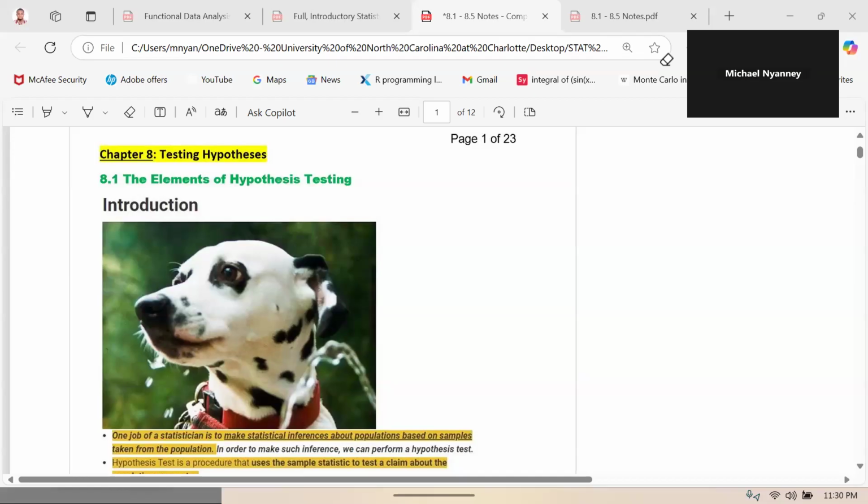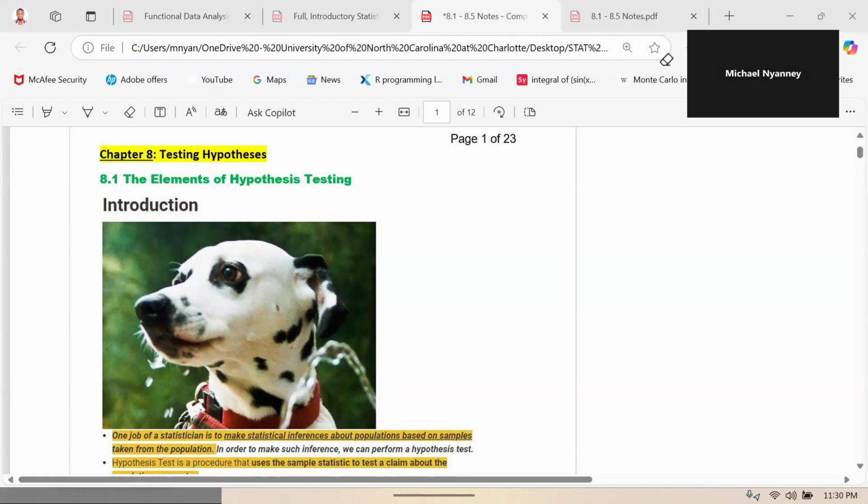So today on chapter 8, we will be talking about testing of hypothesis. All right, so for 8.1, we have the elements of hypothesis testing. In general, what do we mean by hypothesis? Normally, a hypothesis is a tentative statement you make for which the truth aspect of it is yet to be tested, or you need to get evidence to actually verify the claim that you are making.